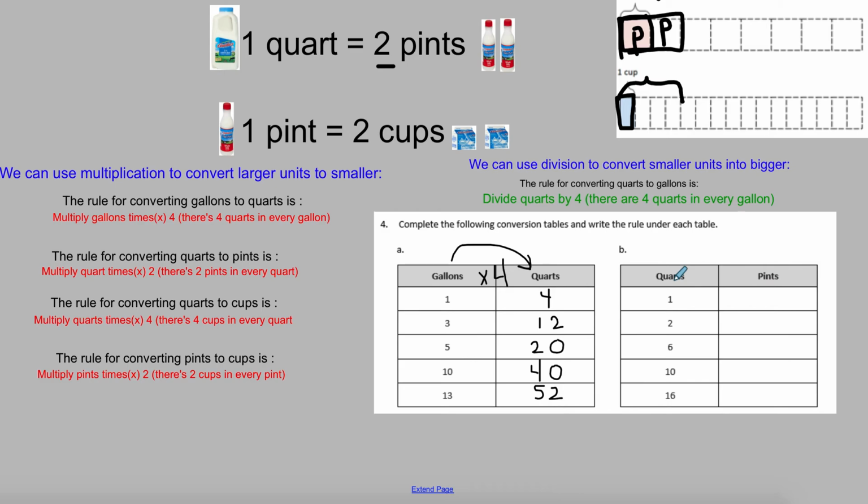Now, what about this one? We have quarts going into pints. So I'm going to go back here and I'm going to think, well, quarts going into pints. Each one of my quarts has 2 pints. So my conversion is times 2 to convert my quarts into pints. And times 2 should be a little easier. 1 times 2, 2 times 2, 6 times 2. That's a little messy. 10 times 2. And 16 times 2.